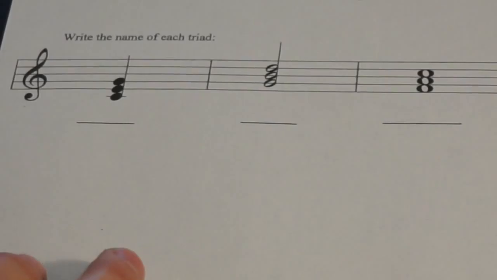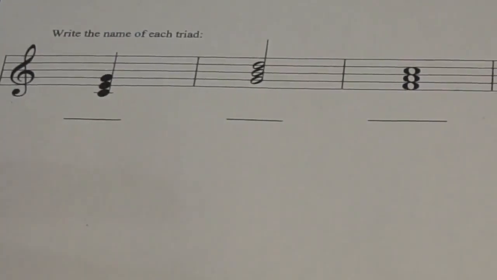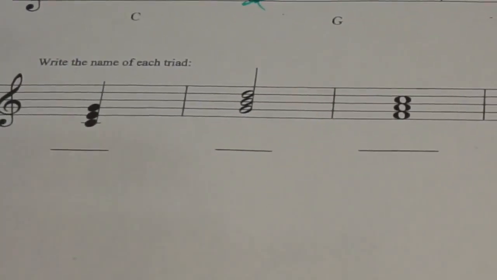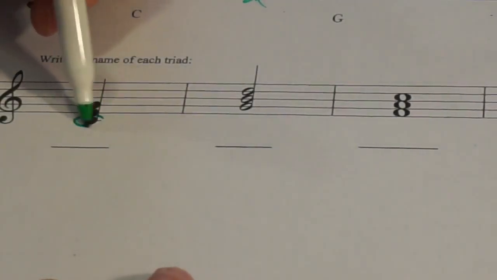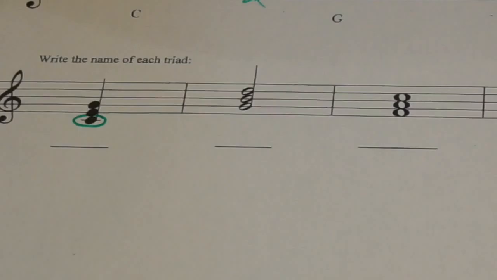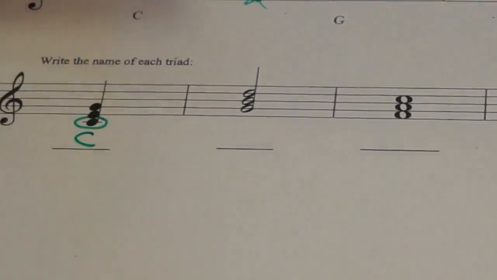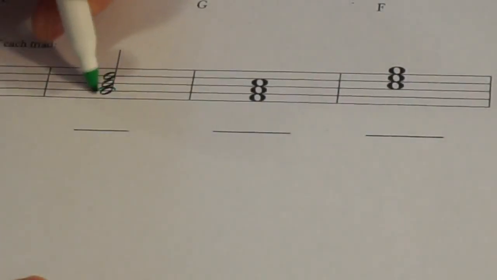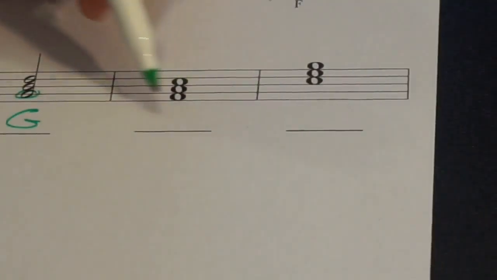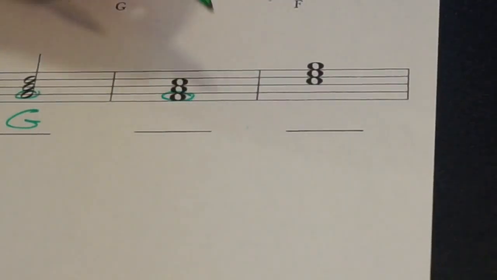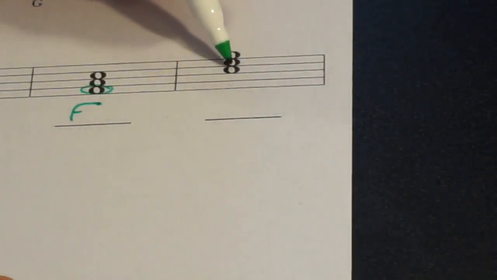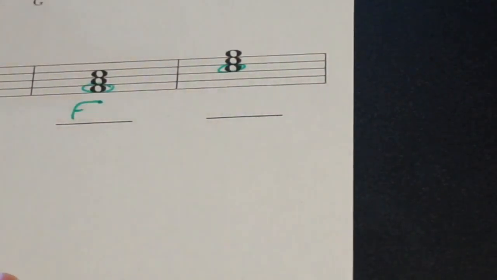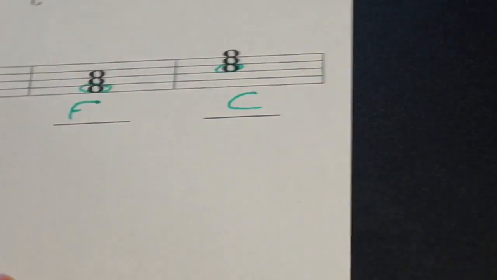Last thing, write the name of each triad. They're not trying to trick you here. They're trying to keep it really easy for you. The triads, whatever the lowest note is, that's the name of the triad. These are like chords. So this is a C chord. Okay, look at this. G. If you can name your note, you can name the triad. This one's F. And the last one is a high C, because we're in treble clef. So it's still another C chord.